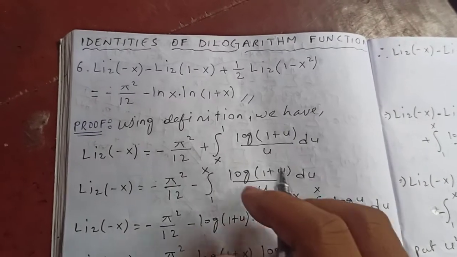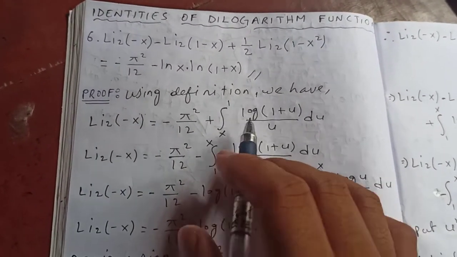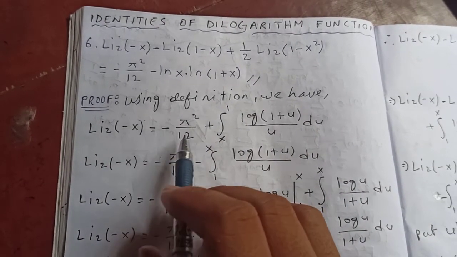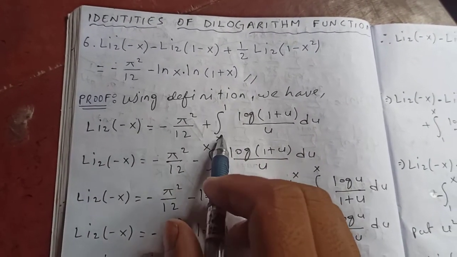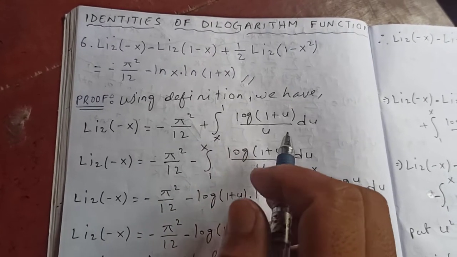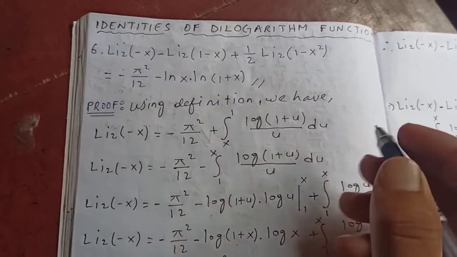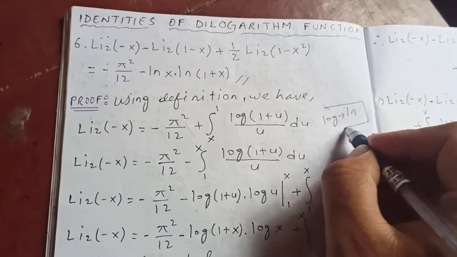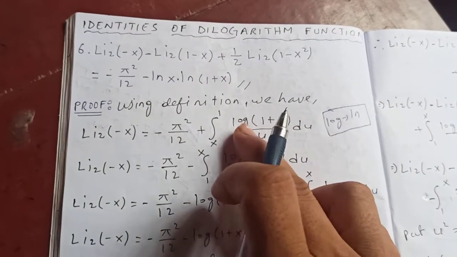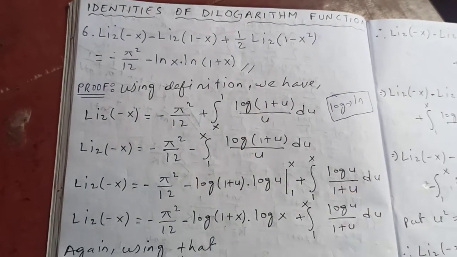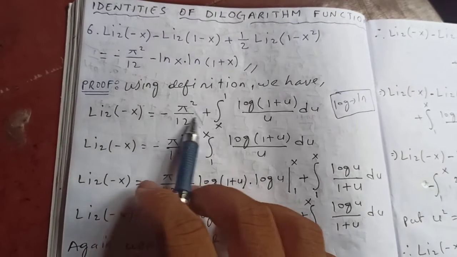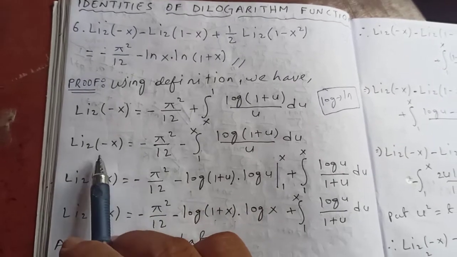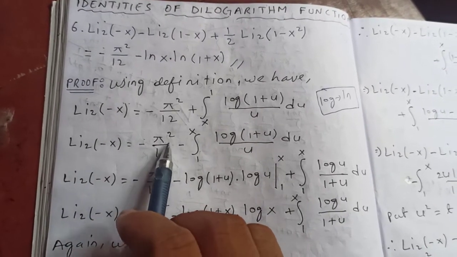To prove this, we are going to use the definition. So Li2 of negative x is negative pi square over 12 plus the integral from x to 1 of log of 1 plus u by u du. Don't get confused here, this log is just the natural logarithm. This one you can see in the integral representation for the dilogarithm.